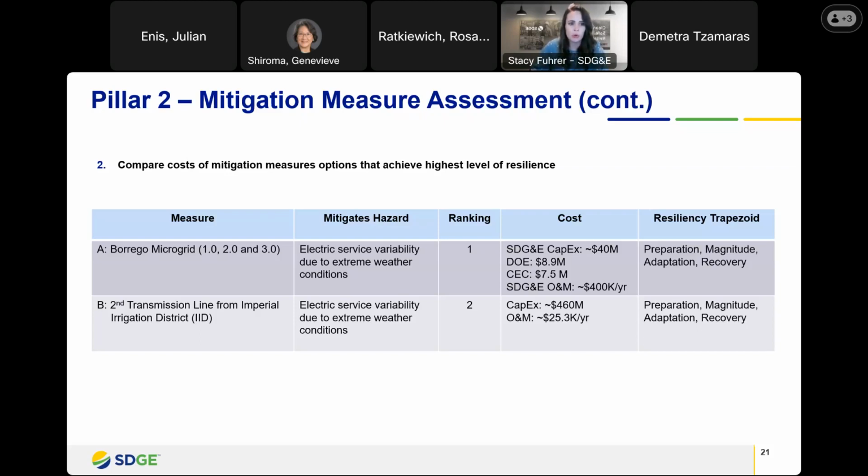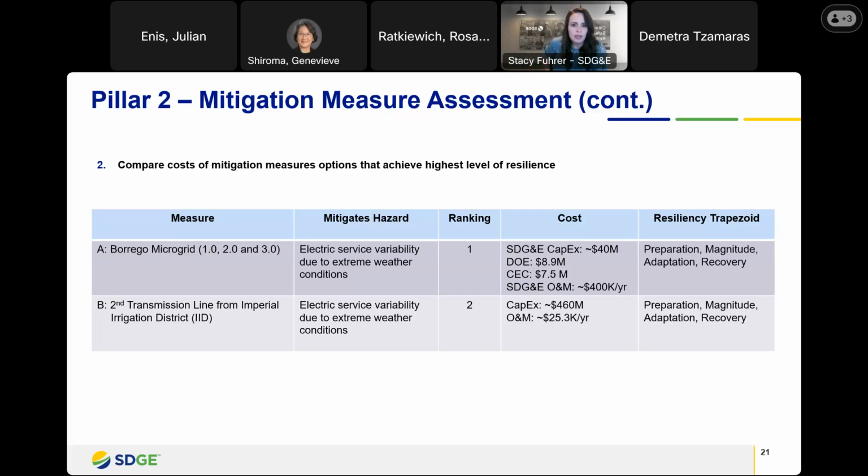Now, another important thing to think about with such a transmission line is that there's a long lead time. We would estimate at least 7 to 10 years, and that's assuming we could get the permitting and the right of way to actually build a transmission line through state parks and get IID to allow us to interconnect to one of their substations. So as you look at the two mitigation measures, the Borrego Springs microgrid or the second transmission line, SDG&E ranks our microgrid higher because it can provide, A, resiliency today, and B, it's a lower cost solution.